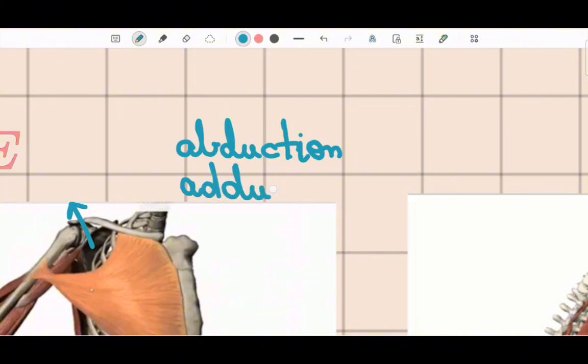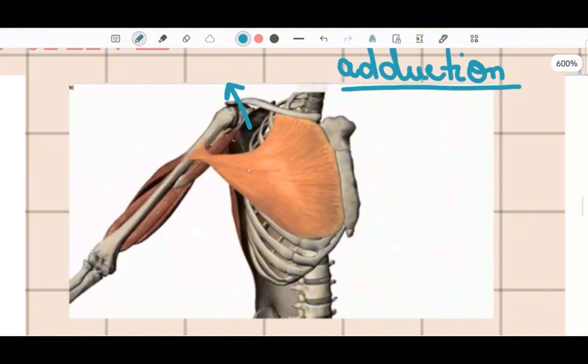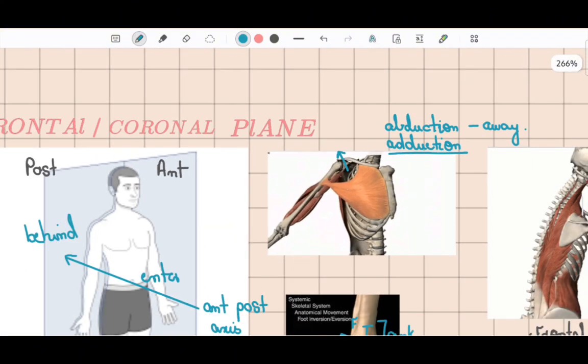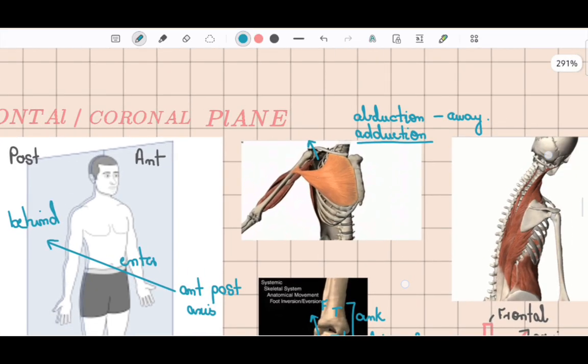Remember, the add means adding all the things together, so that's basically the adduction. And if you are moving away from the midline, that is basically the abduction. So here the abduction and the adduction are also occurring at which joint? The shoulder joint. Which axis? Anterior posterior axis. Which plane? That is the frontal or the coronal plane.